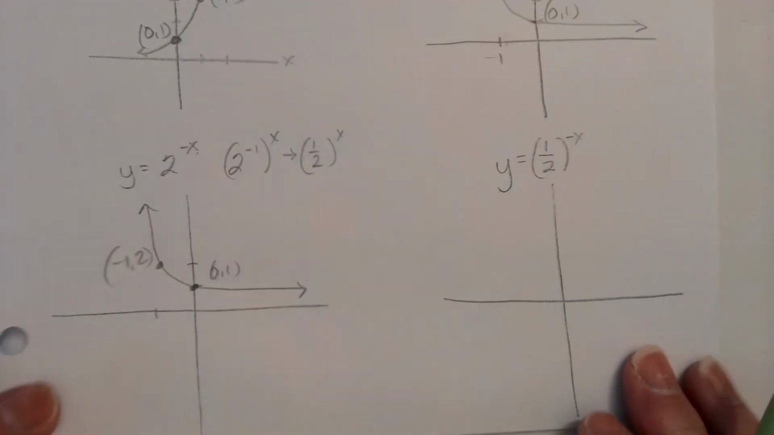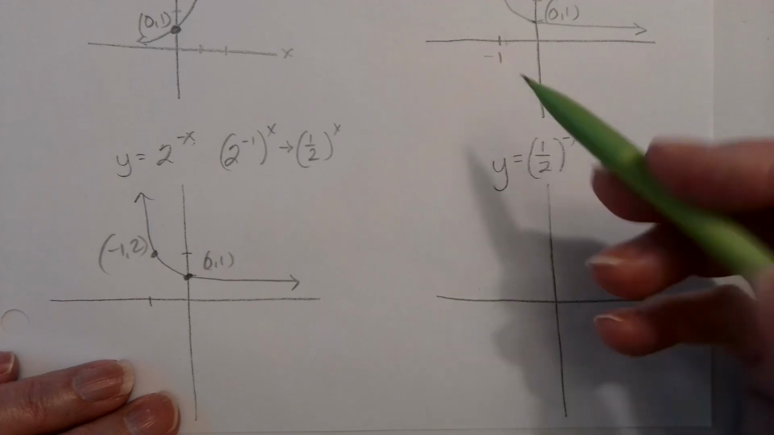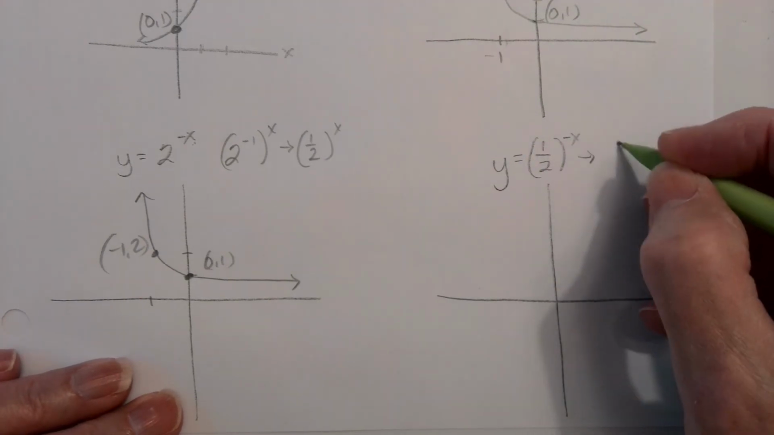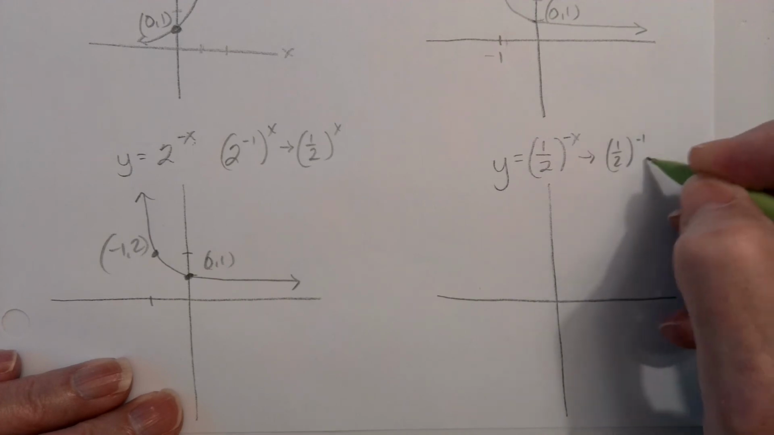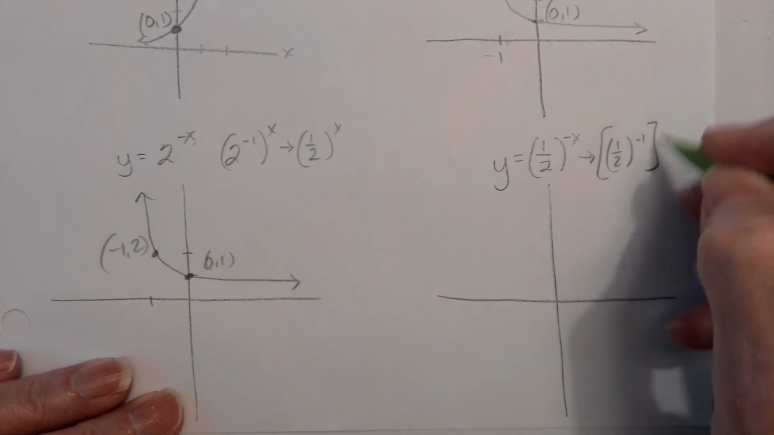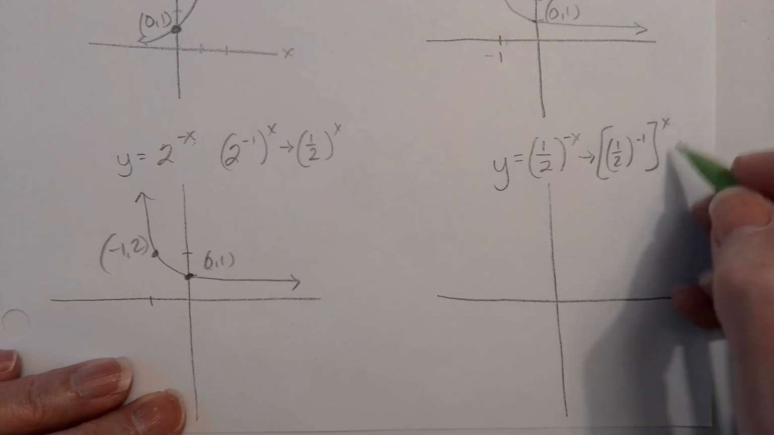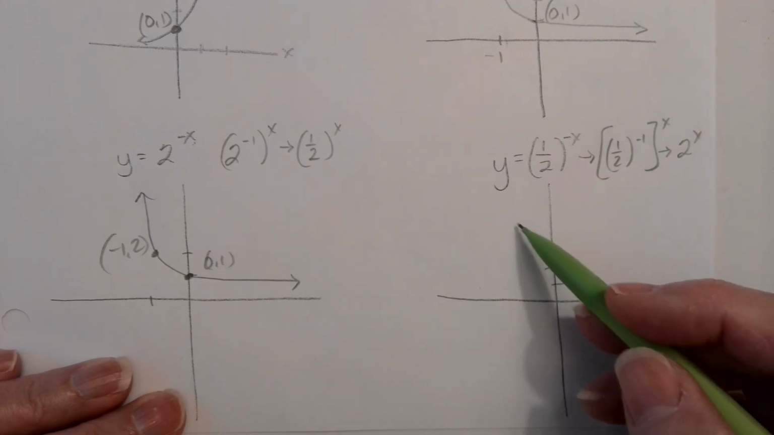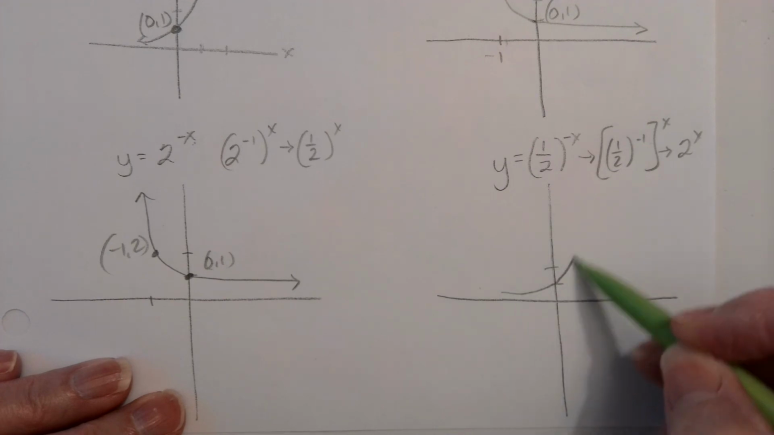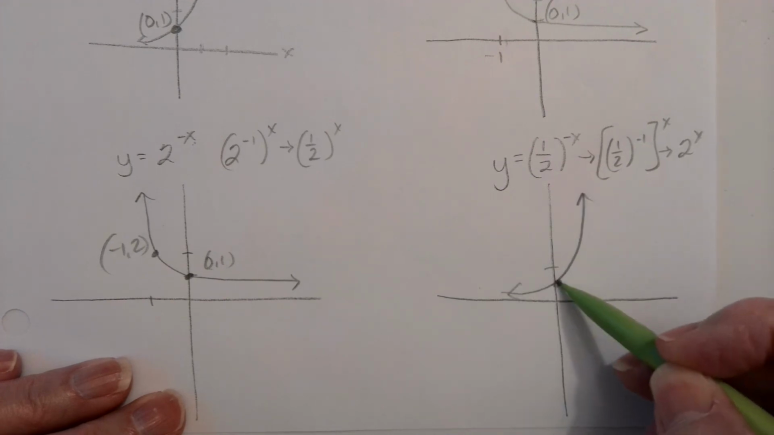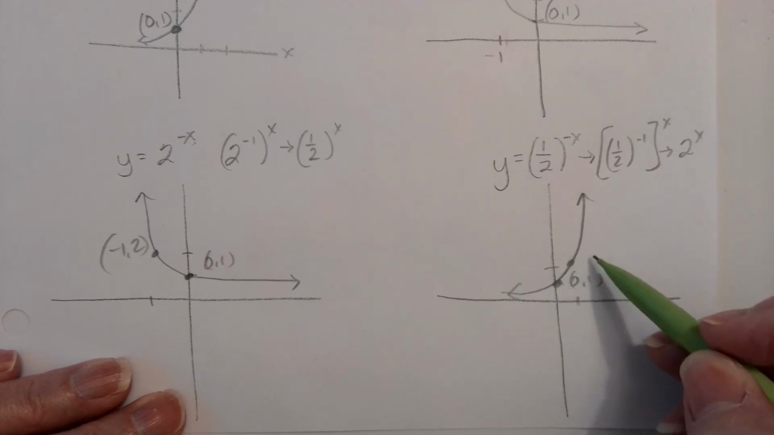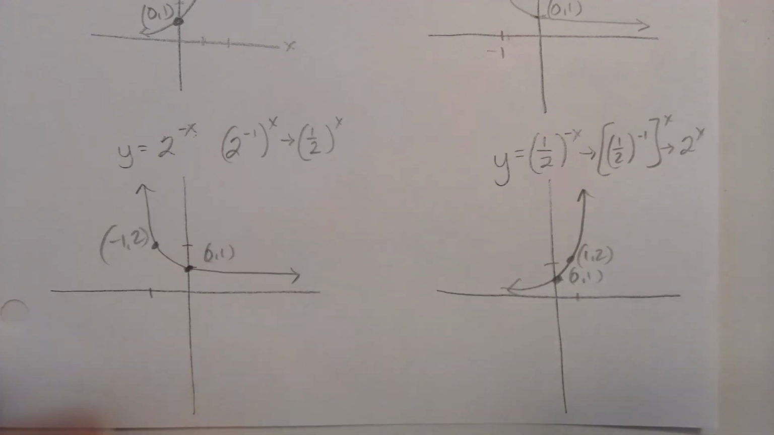Now what about this one? Well, we're going to do the same little thing we did here. We're going to pull the -1 to the 1/2, and then we're going to think of that whole thing to the x power. 1/2 to the -1 is 2. So now we're back to the first one. Okay, so now I know it's going to look like this. That's going to be 0, 1, and at 1 it's going to be 2, so that's 1, 2. So hopefully that's helpful.